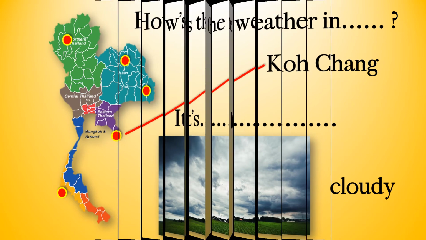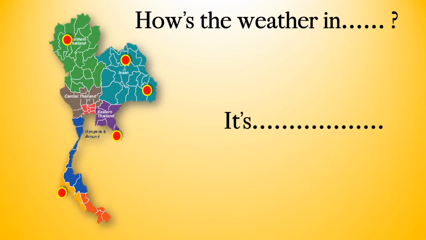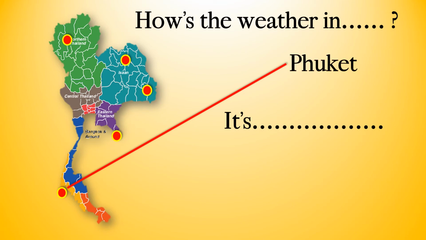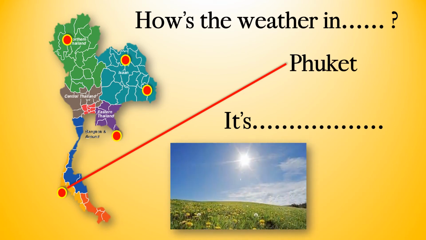Can you see it? How's the weather in, now where's this? Do you know where this is? You must know where this is. Lots of people go on holiday here. How's the weather in Phuket? It's, what's this one? Sunny. It's sunny. Okay, great. Practice this question and practice this answer, please. Thank you.